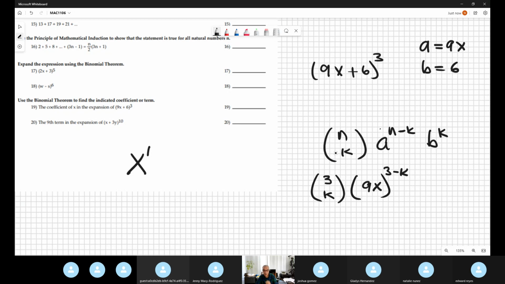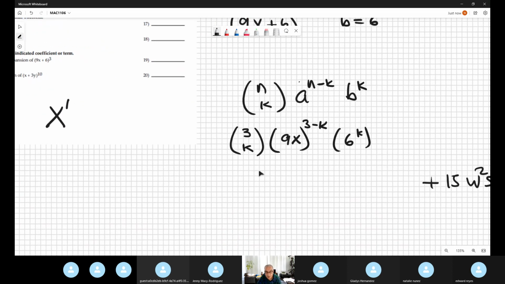K, I have no idea. And b is 6 raised to the k power. But the condition, so when you expand this, I saw here in that part that we have x to the 3 minus k. And the problem says that they want this to be x to the 1 power. Therefore, the conclusion is 3 minus k is equal to 1. Now solve for k.